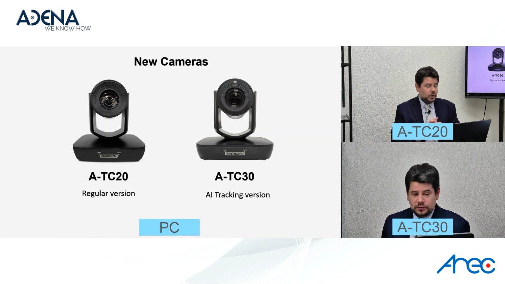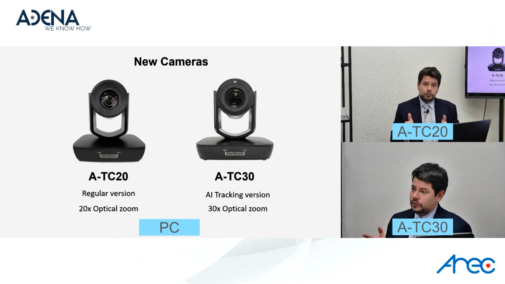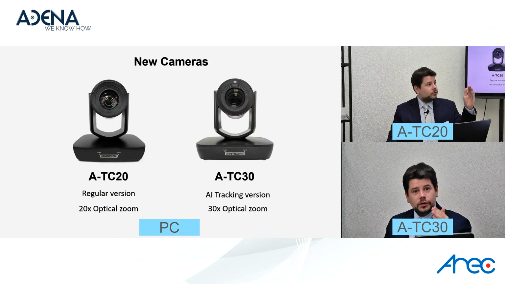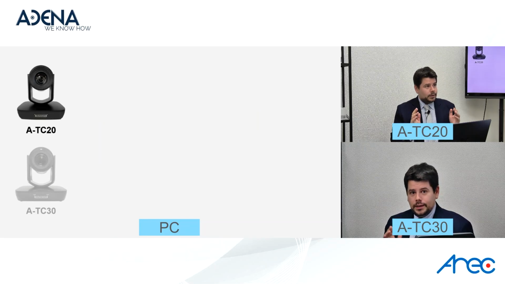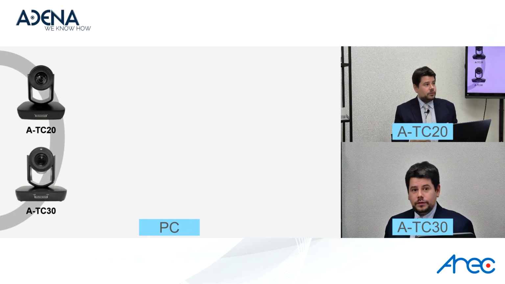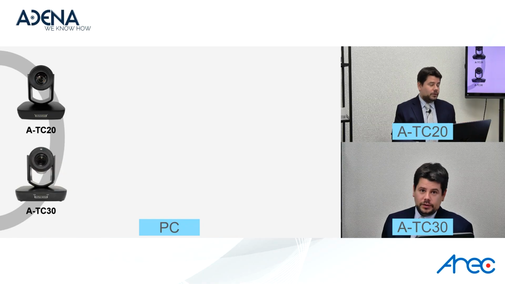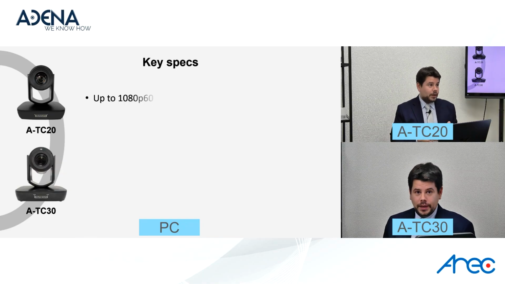Now, what makes one different from another is that A-TC20 is the regular version of the camera, whereas A-TC30 is the tracking version. Also, TC20 is a 20 times optical zoom, whereas TC30 is a 30 times optical zoom. In other ways, these cameras are extremely similar in what they do and how they do it.